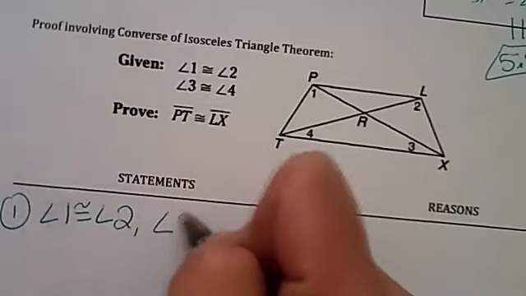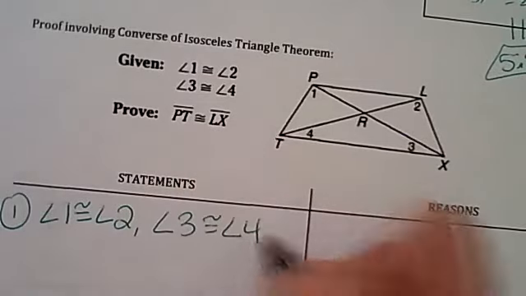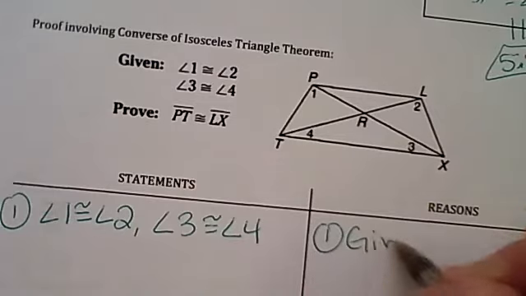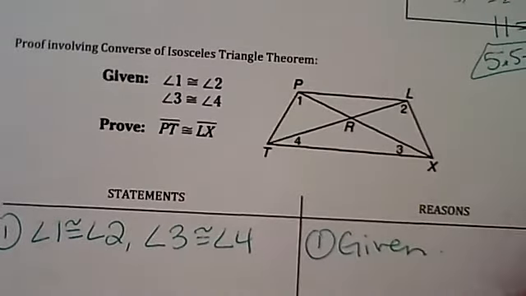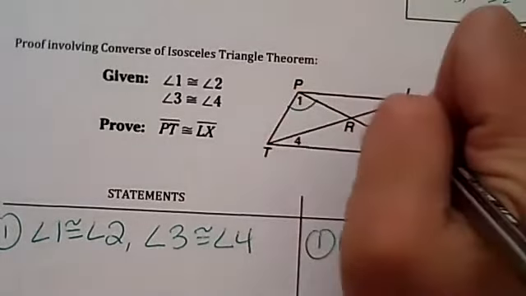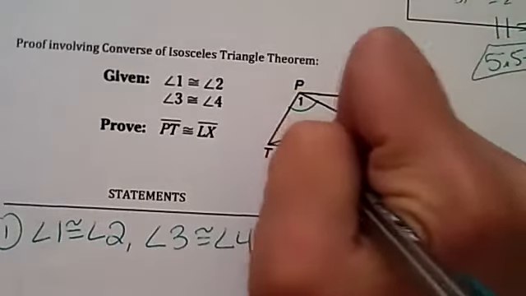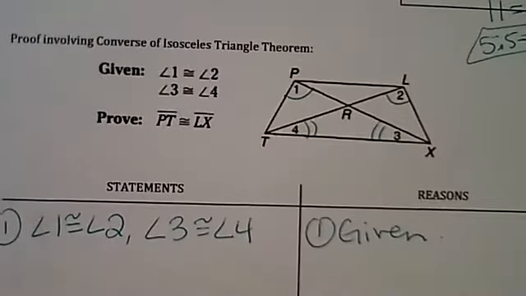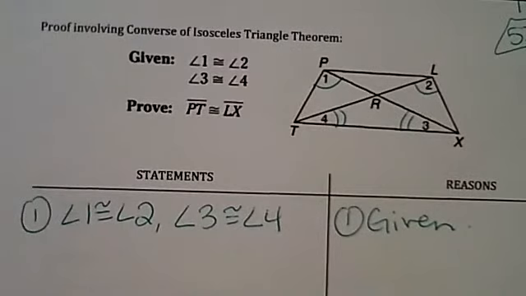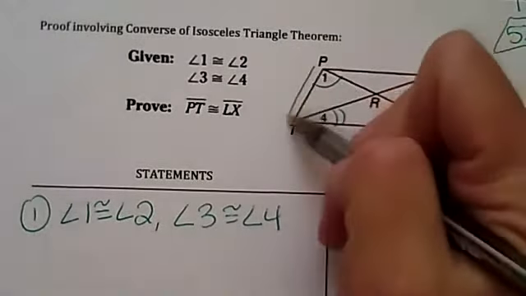And 3 is congruent to 4. So restate the given, let's mark it too. So 1 and 2, and then 3 and 4. Okay, so that's what we have so far. And then let's take a look at what we're trying to prove. We're trying to prove that PT is congruent to LX.